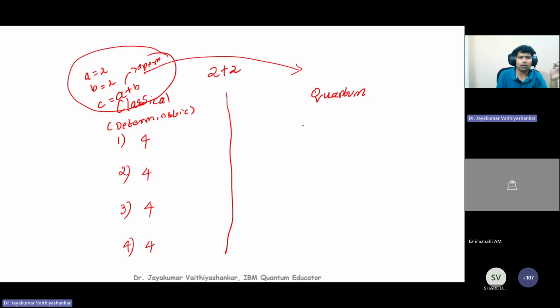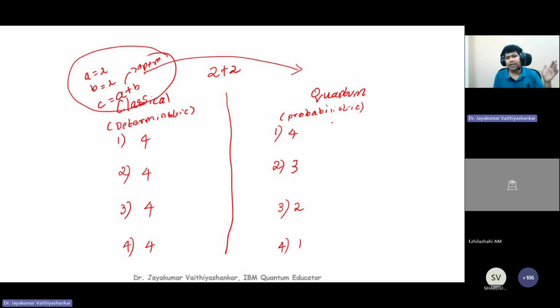But in case of quantum, the input is the same, everything is the same. If you write a program on a quantum computer, the first time you'll get output 4. The second time you'll get 3. The third time you'll get 2. And the fourth time you'll get 1. So this is probabilistic computing. Each and every time the output varies due to random nature, so you cannot fix it in quantum. If you run it 4 times, you'll get maximum confusion about your output.